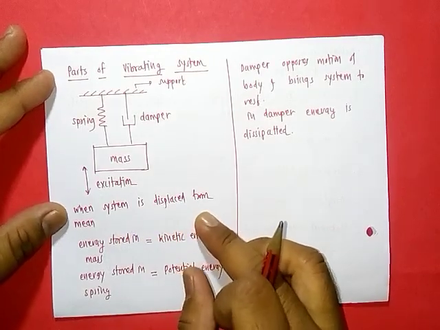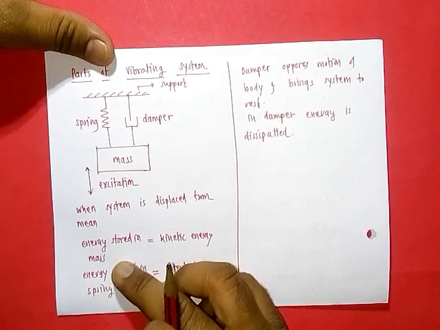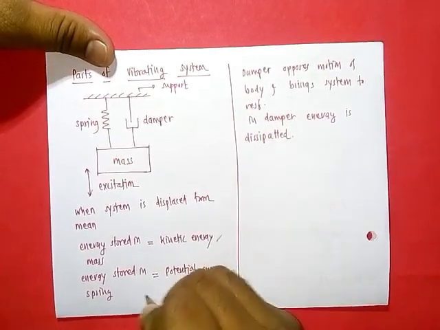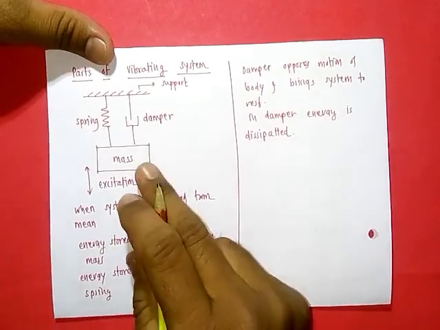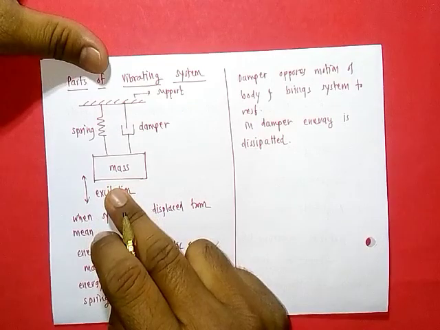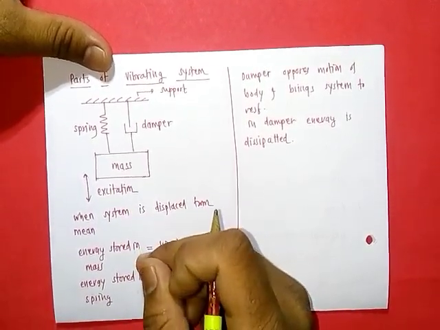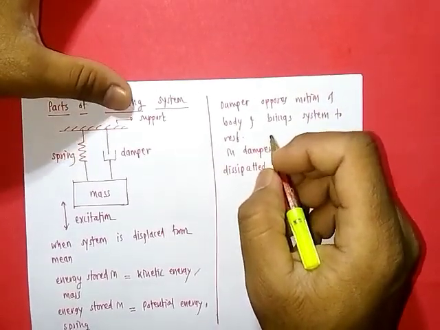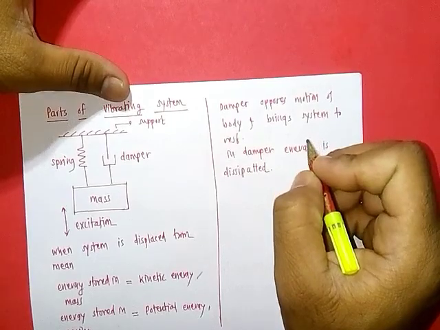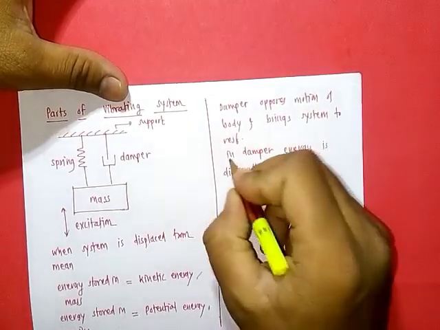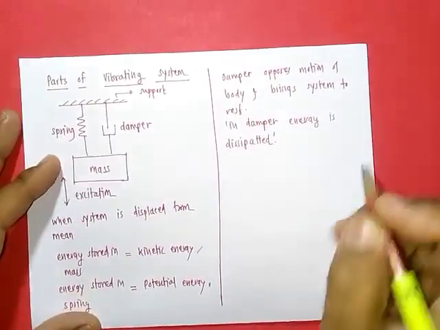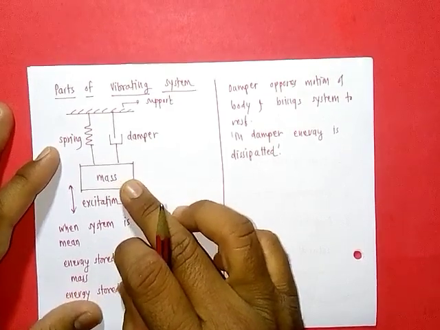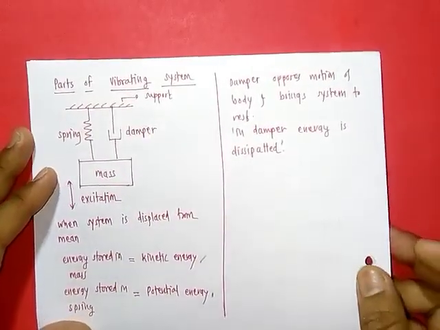So when the mass is displaced from its mean position, then energy is stored in the mass as kinetic energy due to its motion. Then energy is stored in the spring. When we deform this system from its mean position, the spring gets deformed and this deformation energy is stored in the spring as strain energy or potential energy. Then the third element is a damper. The damper opposes the motion of the body and brings the system to rest. That is, in dampers, energy is dissipated. So these are the three important parts of a system. Spring and mass are energy storing elements, and damper is an energy dissipating element.